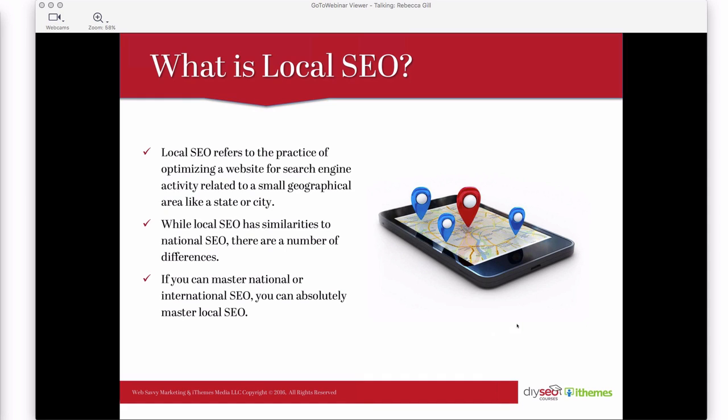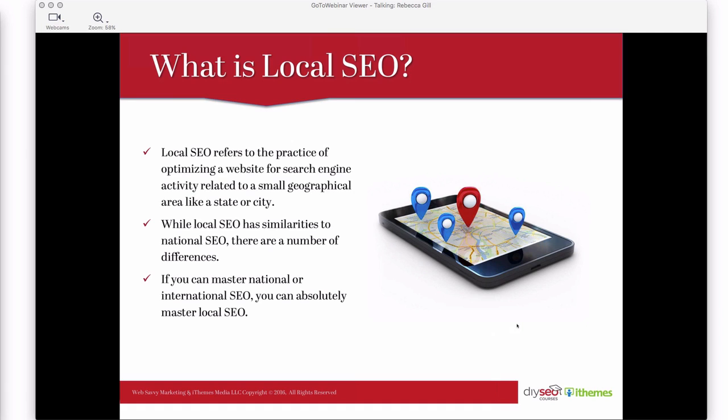So let's just start with the basics. What is local SEO? Local SEO refers to the practice of optimizing a website for search based on a specific geographical area. In the U.S., that's a state or a city. Outside of the U.S., it could be a territory or whatever other geographical verbiage is applied, but it's a smaller segment than international or at a country level. And really, that's the basics of it.